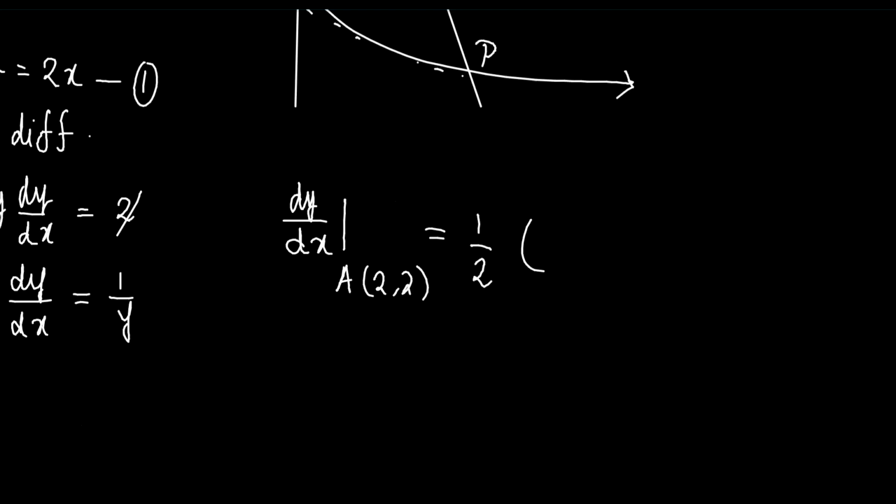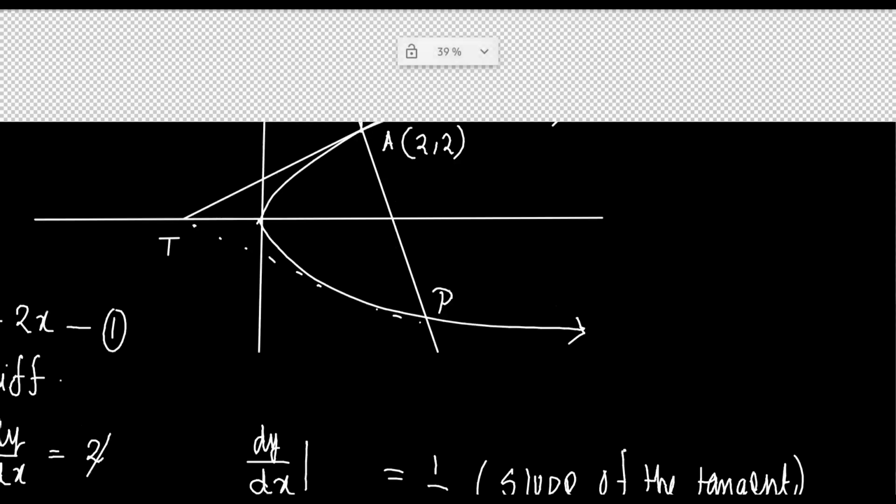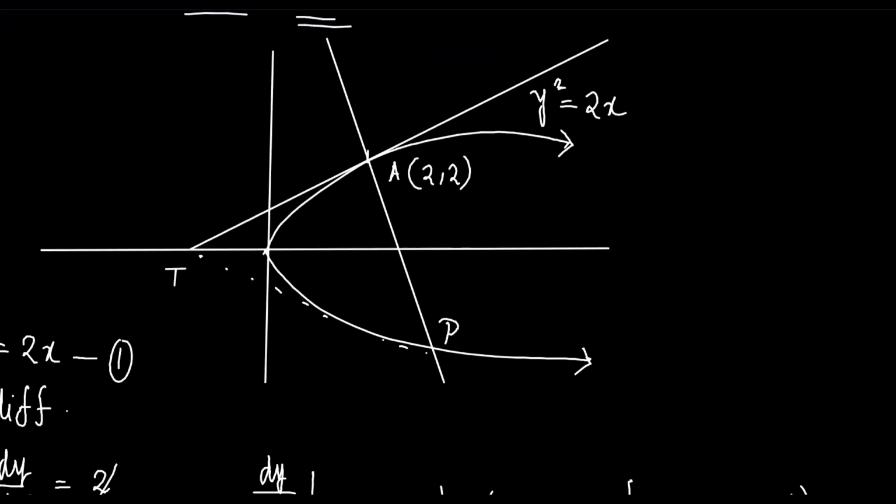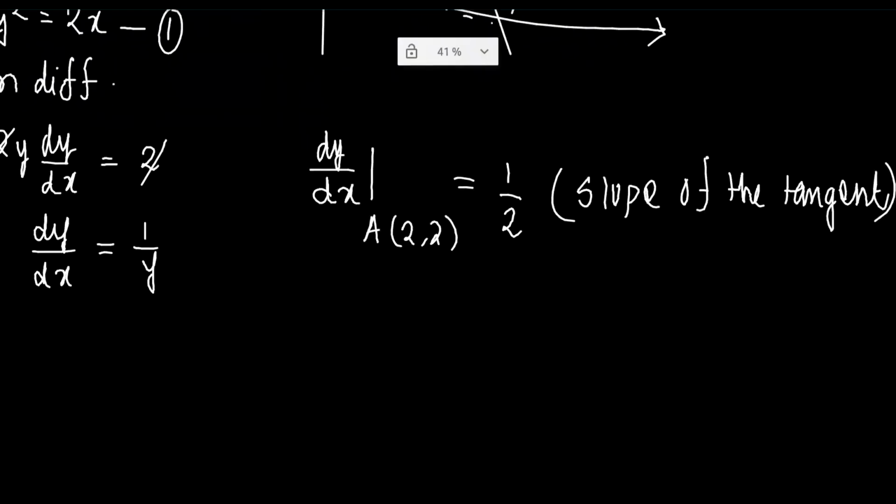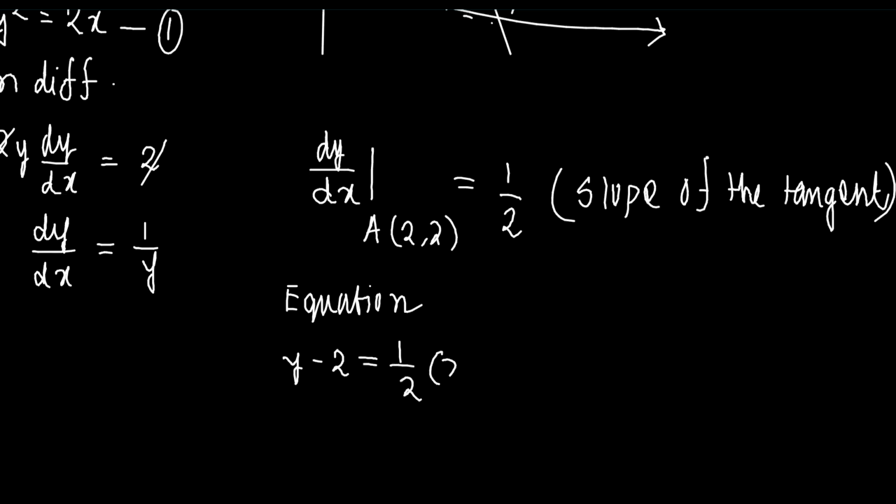Now the slope of this tangent is 1 by 2. Here the slope of the tangent and the slope of the curve at (2, 2) are the same. Okay, this is the slope of the tangent, and you can see this tangent is also passing through the point (2, 2). So we can write the equation of the tangent. The equation of tangent will be y minus 2, that is y minus y1 equal to m into x minus x1. So from this we get 2y is equal to x plus 2.